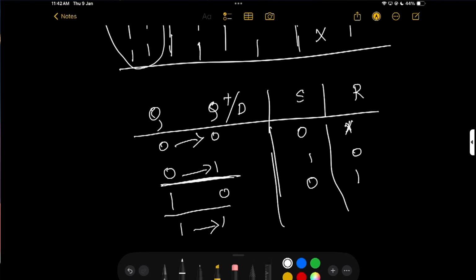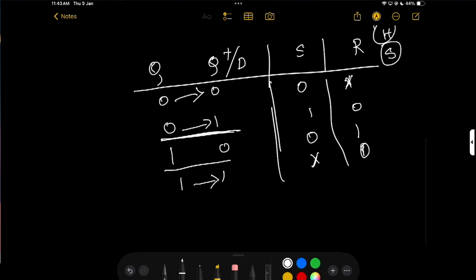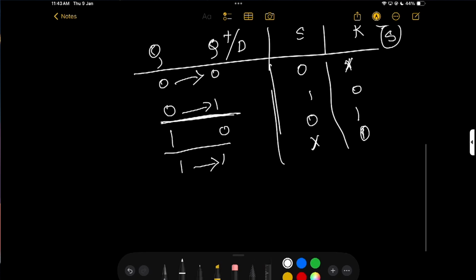Suppose 1 1 means holding or set. So these two conditions are possible. Holding means 0 0 and set means 1 0. So this bit is changed and this is always 0. If I want to make what we give to the input of S, then we just go through this circuit.